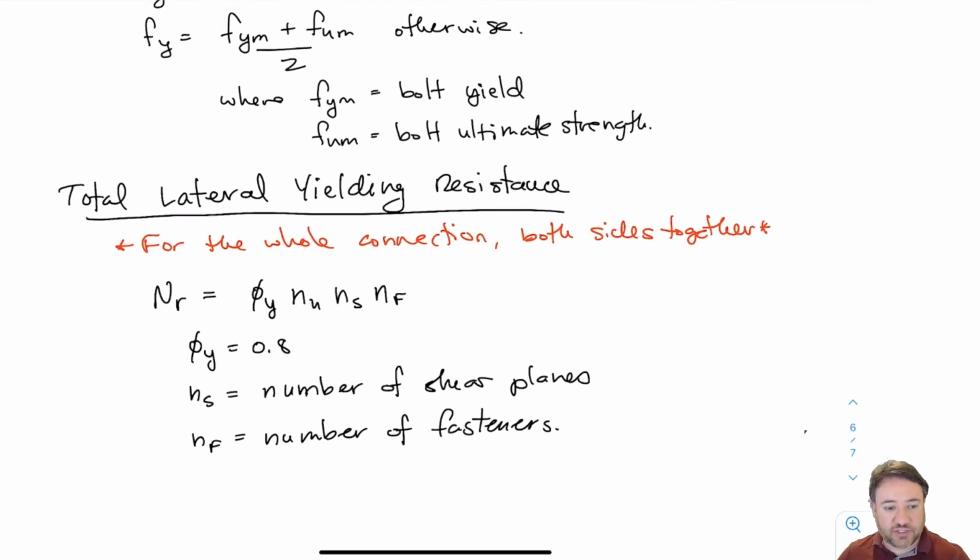So that's the first type of failure resistance that we have to check for bolted connections. I'm going to put a cut here, and in the next video, we're going to start talking about the brittle failure modes, which are row shear, group tear out, and net tension.